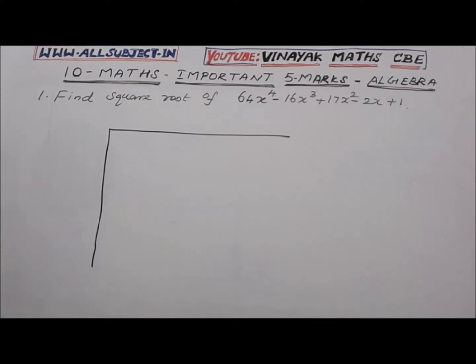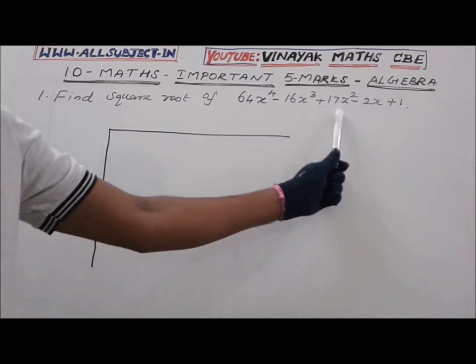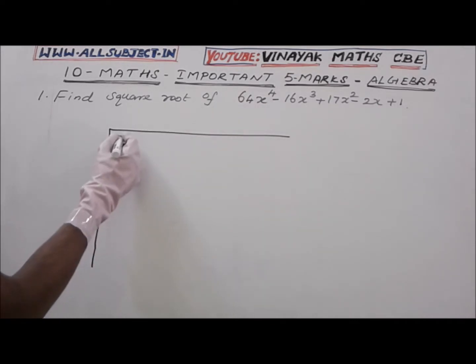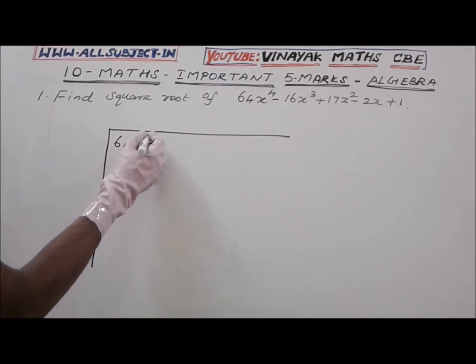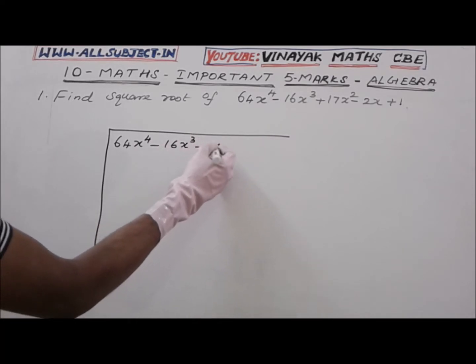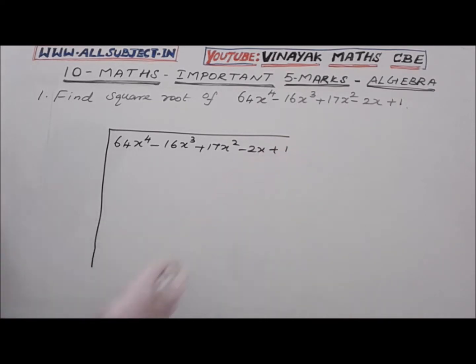Find the square root of 64x power 4 minus 16x cube plus 17x square minus 2x plus 1. To find the square root of this polynomial, write the polynomial here: 64x power 4 minus 16x cube plus 17x square minus 2x plus 1.